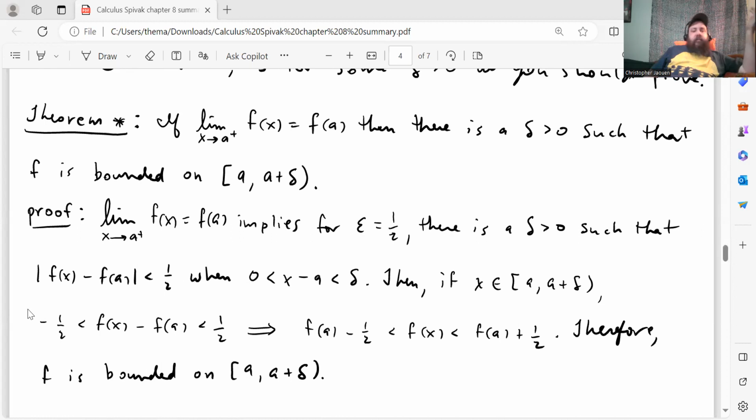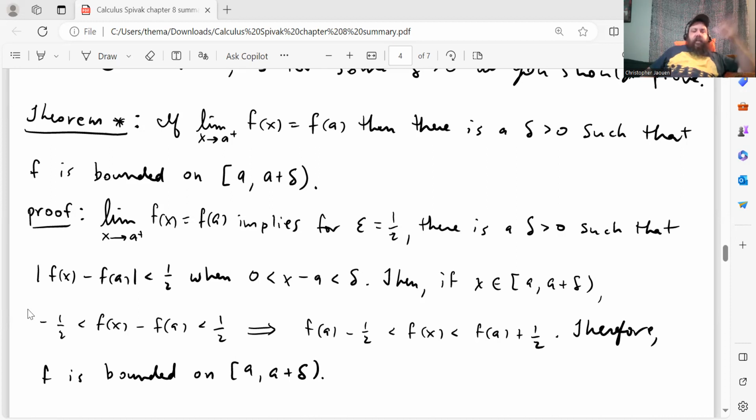It just, again, follows from the one-sided continuity here. The limit as x approaches a from above of f of x equals f of a implies for epsilon equals 1/2, there's a delta greater than 0 such that the absolute value of f of x minus f of a is less than 1/2, when 0 is less than x minus a, less than delta. I don't need the absolute value there because it's a one-sided limit. Then if x is an element of the set from a to a plus delta, negative 1/2 is less than f of x minus f of a, which is less than 1/2.